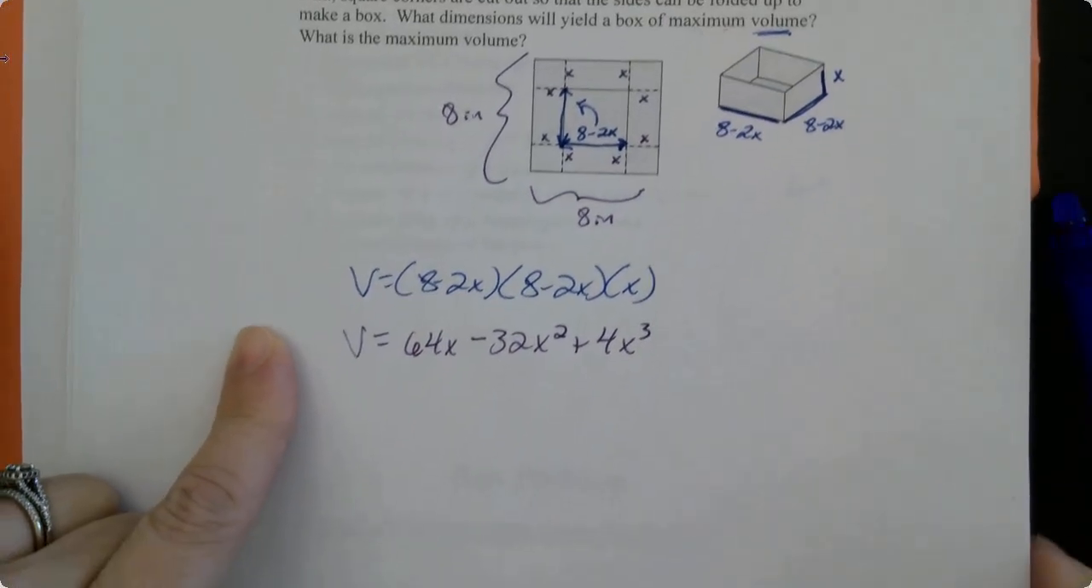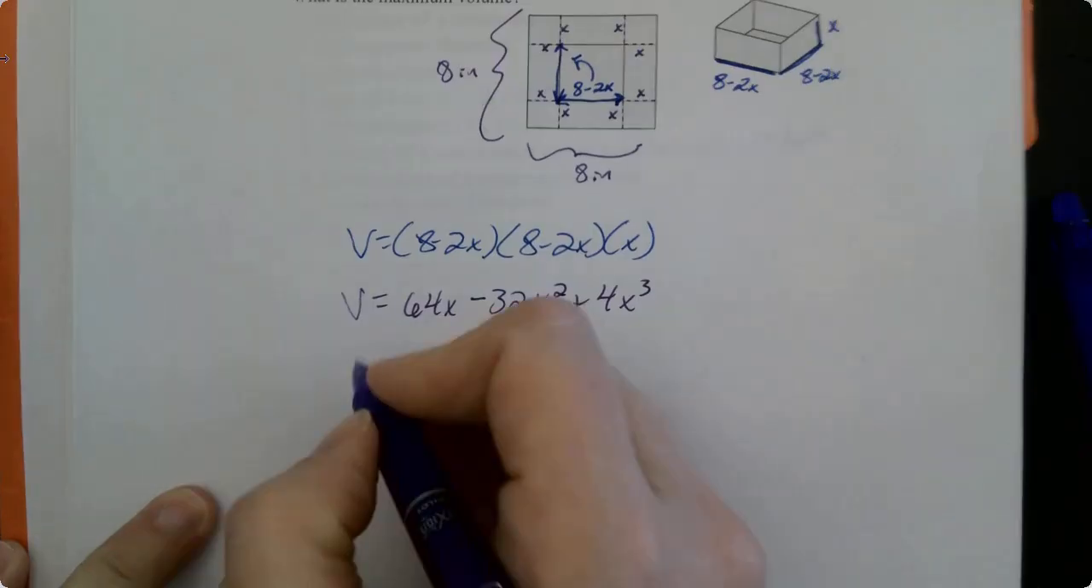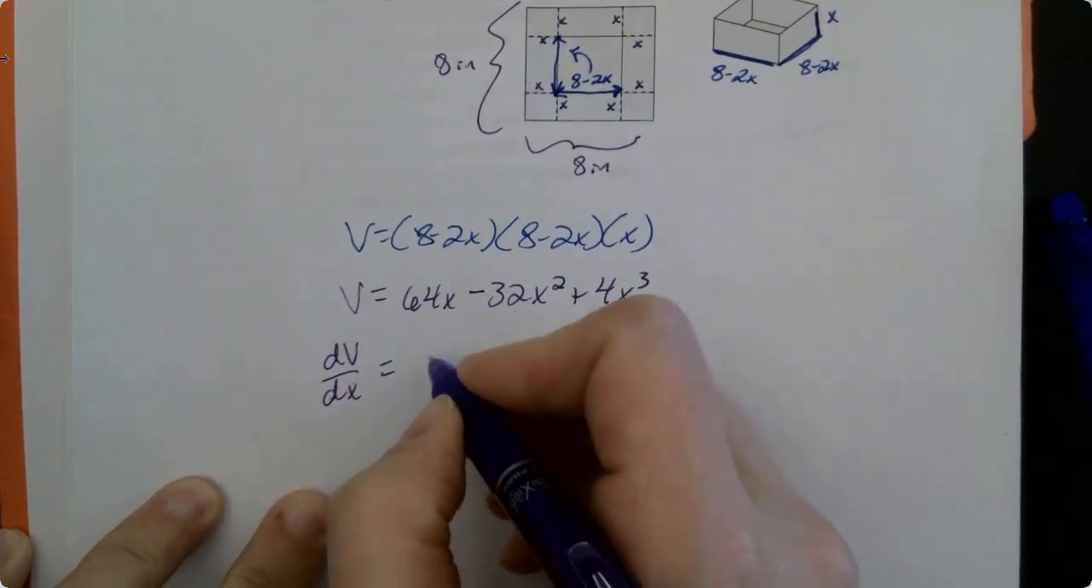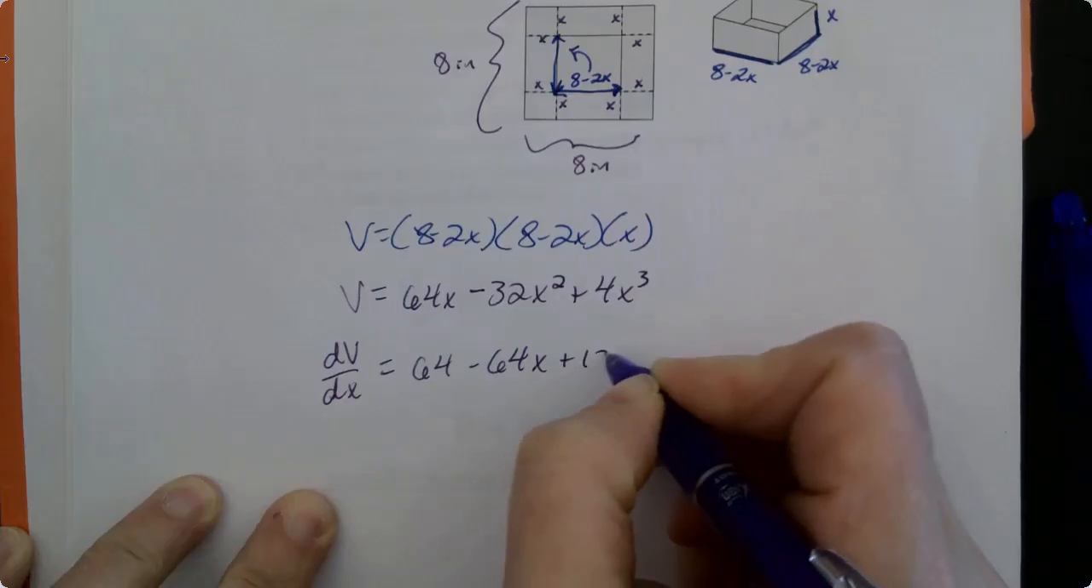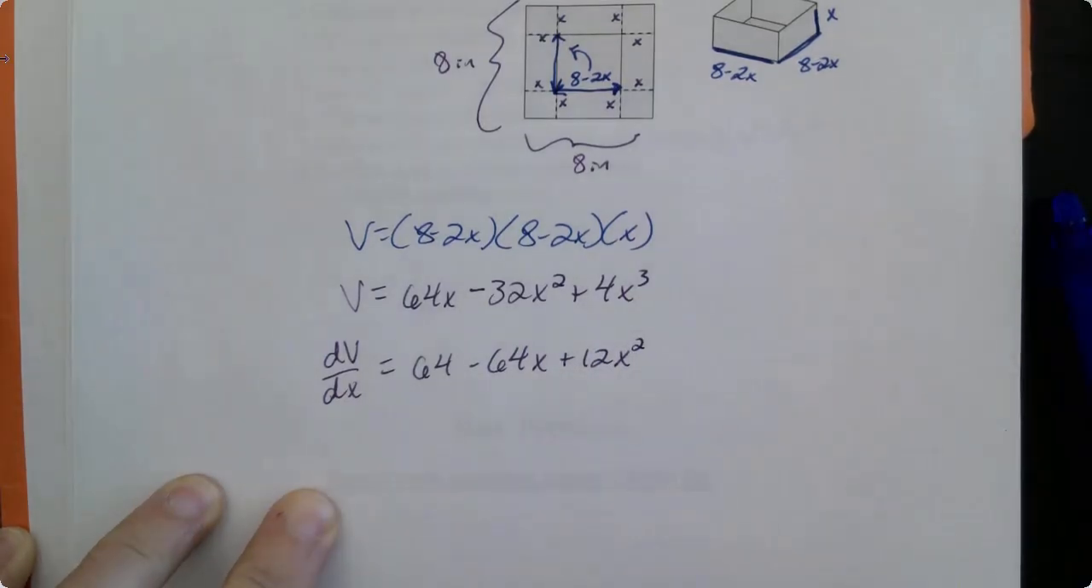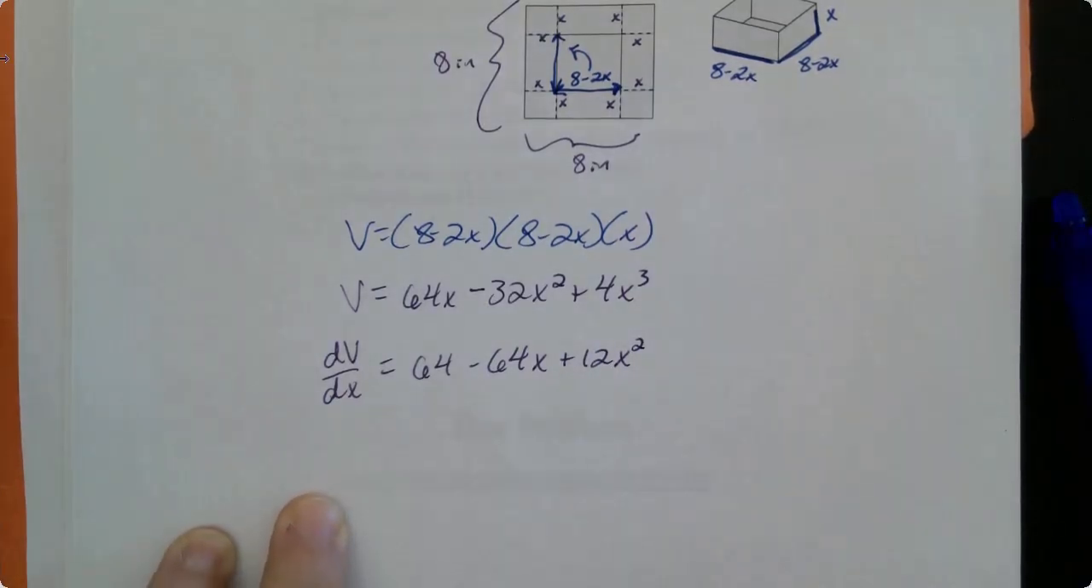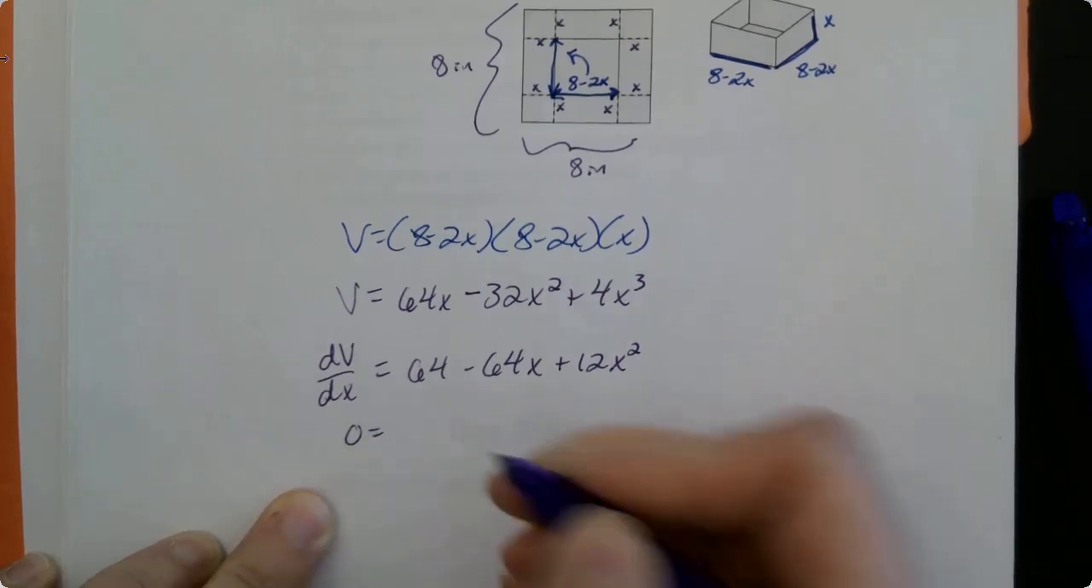All right, what are we going to do with that volume equation? Find the derivative. Maybe you already did it. 64 minus 64x plus 12x squared. And what do we want to do with the derivative equation? Set equal to 0. I'm going to reorder it.